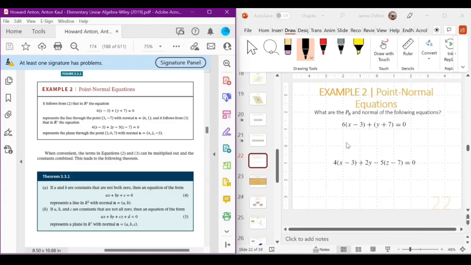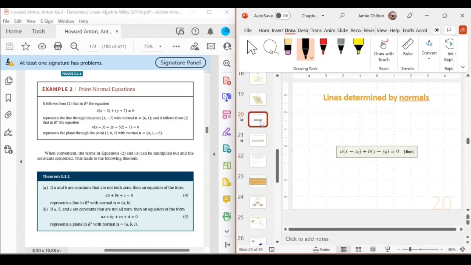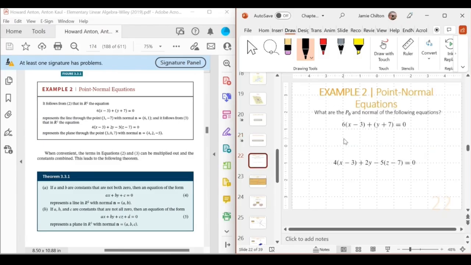So if you look at your previous equations for your lines and your planes, your normals are going to be defined by these coefficients a and b. And if you look at the plane, here we've got another one, a, b, and c. So it's really easy to pick those out. So if I were to give you a line with this equation here, you'd be able to easily pick out the normal and a point going through it. So check out example number 2.